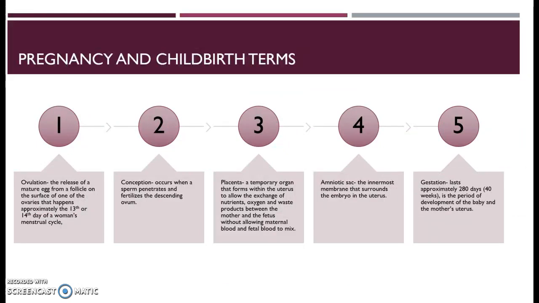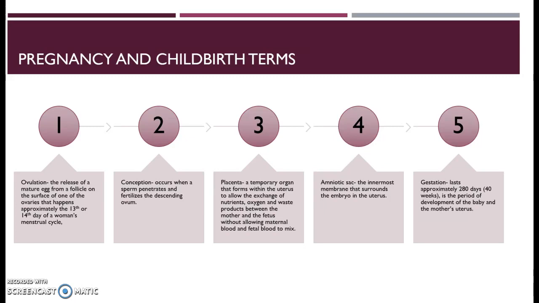Pregnancy and childbirth terms. First, we have ovulation, which is the release of a mature egg from a follicle on the surface of one of the ovaries that happens approximately 13 to 14 days into a woman's menstrual cycle. Conception occurs when sperm penetrates and fertilizes the descending ovum. Placenta is a temporary organ that forms within the uterus to allow the exchange of nutrients, oxygen, and waste products between the mother and the fetus without allowing maternal and fetal blood to mix.